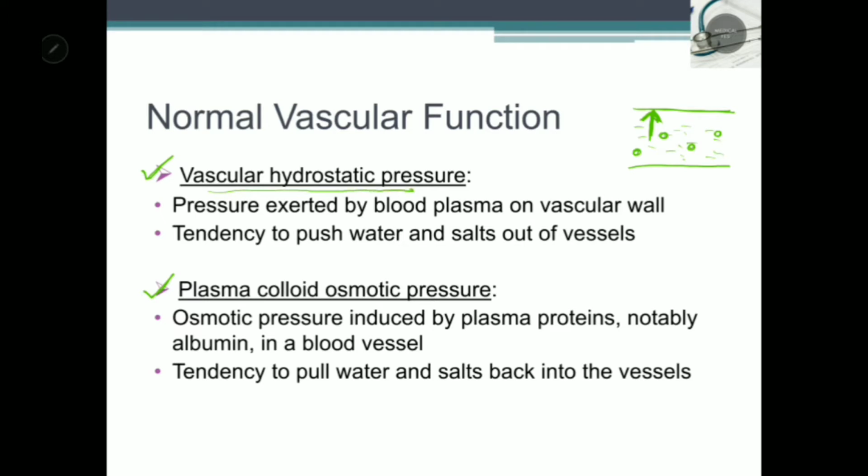The second kind of pressure is the plasma colloid osmotic pressure. It is a kind of osmotic pressure which is induced due to the presence of plasma proteins in blood. And this pressure tends to pull the water and salts from outside into the vessel. An important point to remember is that since albumin is the most abundant plasma protein, it is also the one which is majorly responsible for the induction of this plasma colloid osmotic pressure.